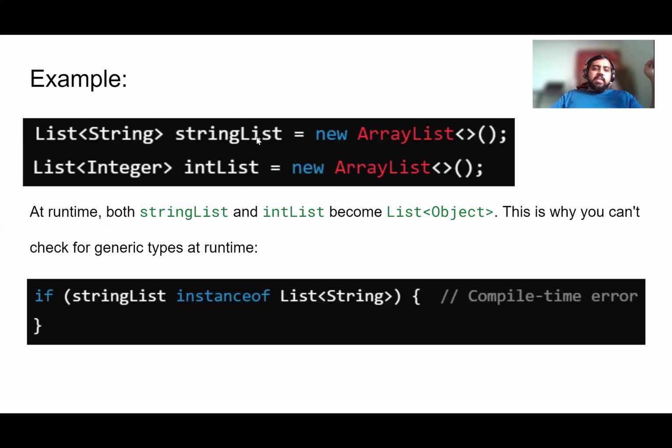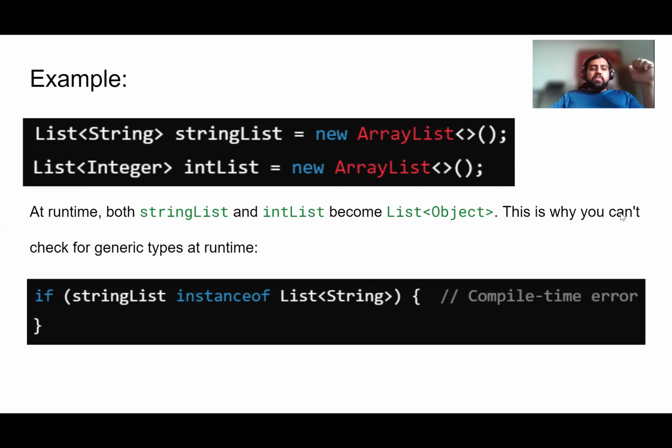For example, at compile time I created one ArrayList which is of type List of String, and I created one more which is of type List of Integer. At runtime, both the string list and the int list become List of Object. Once it's compiled, there is no question of it being a list of String only or a list of Integer only. Both will become List of Object. That is a raw type only. But why we need generics is that at compile time itself, we can see what type of data we are putting in. We don't want unwanted surprises.